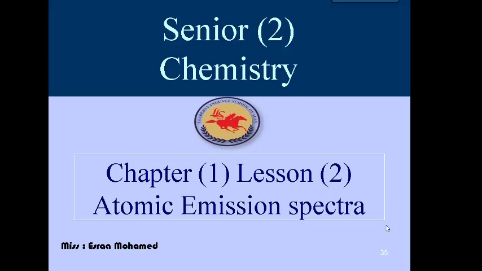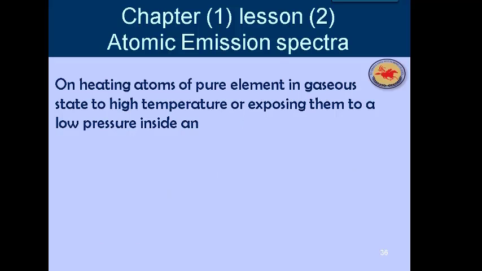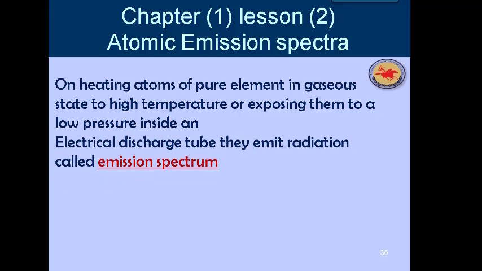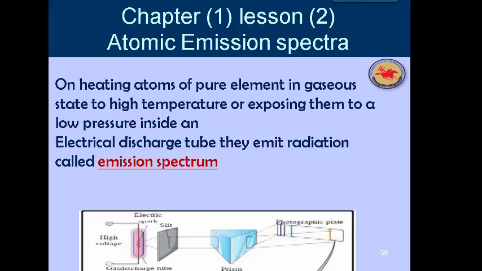We're still in Chapter 1, Lesson 2, Atomic Emission Spectrum. Heating atoms of a pure element in the gaseous state to high temperature, or exposing them to low pressure inside an electric discharge tube, as in Thomson's experiment, they emit radiation called emission spectrum.